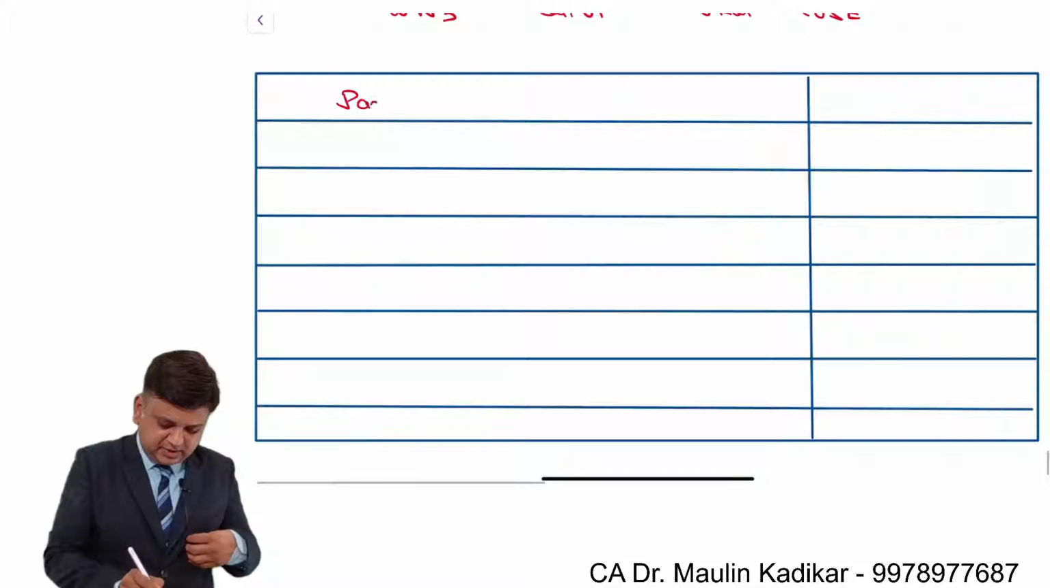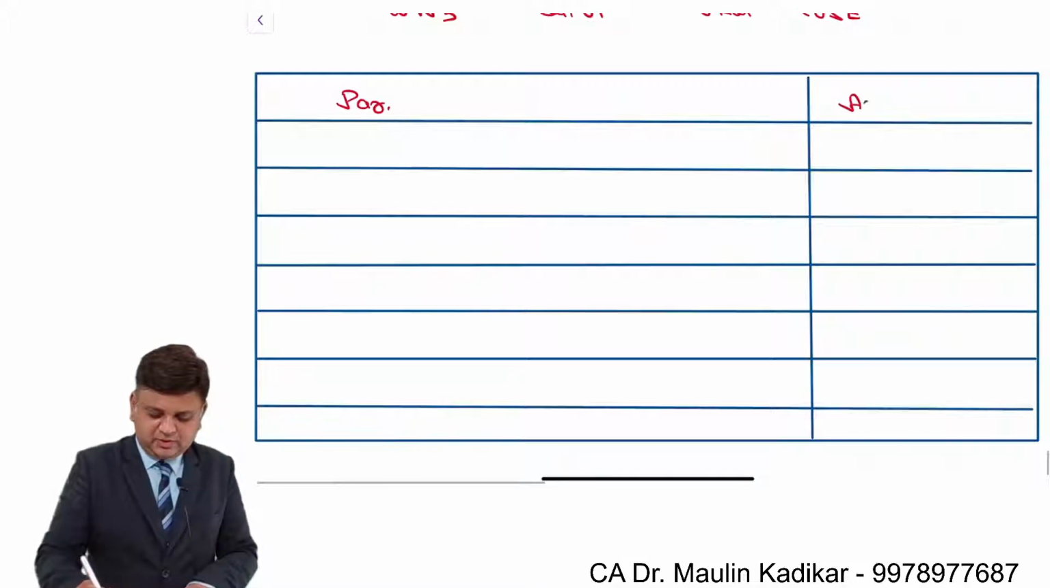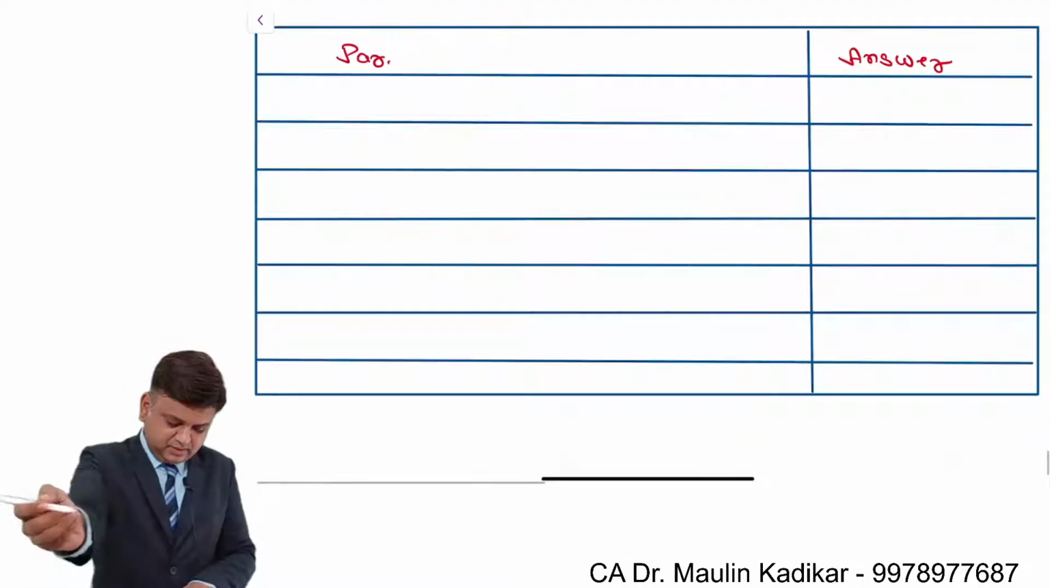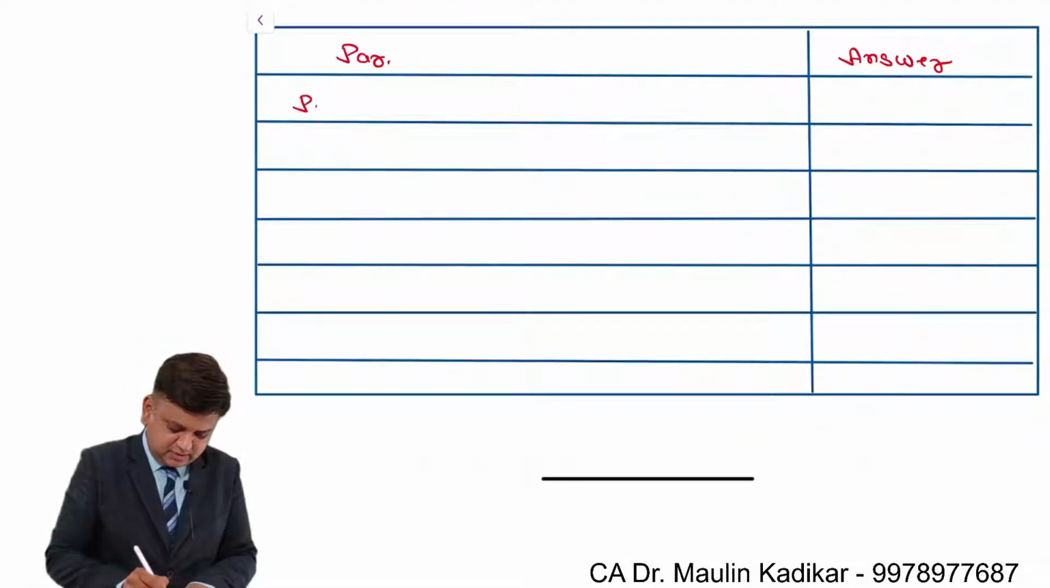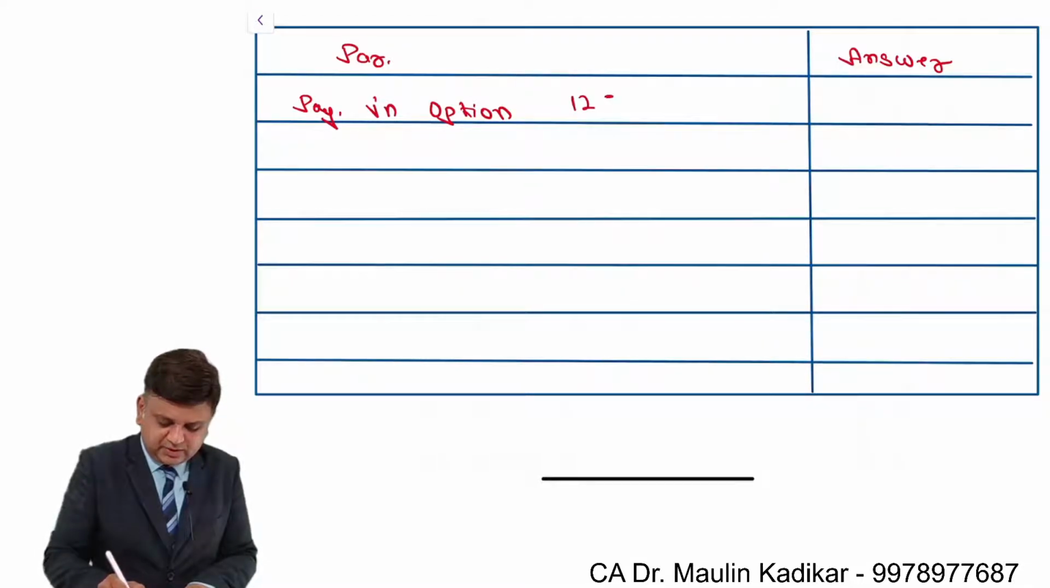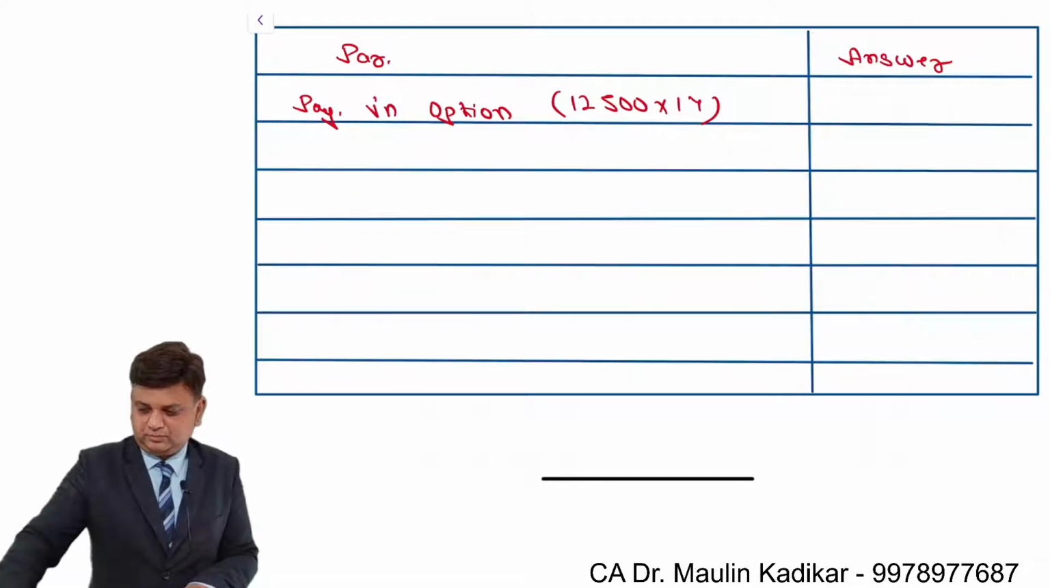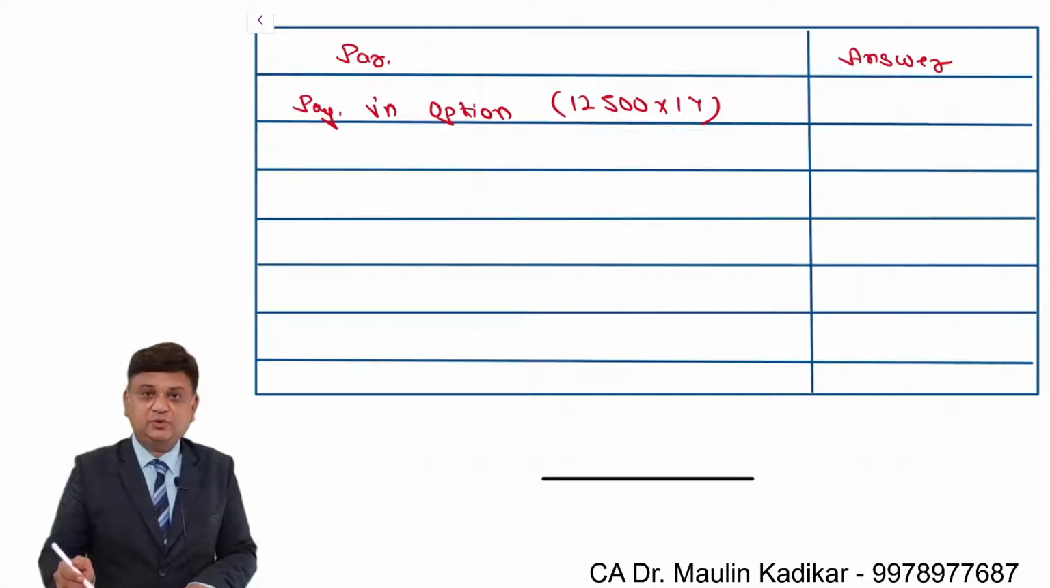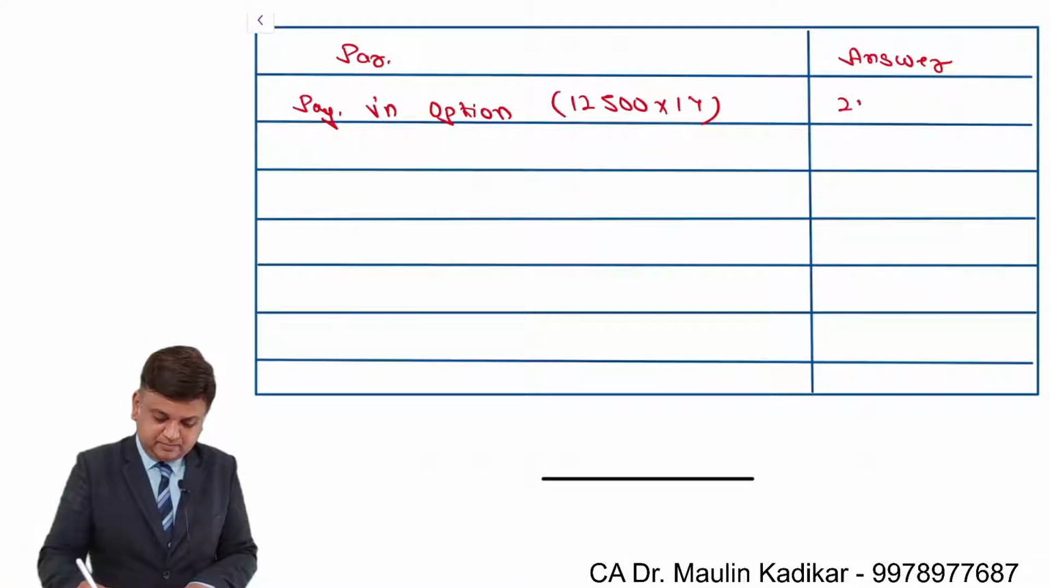Column number 1 is particulars and column number 2 is answer. The first is very simple, payment in option contract. Write an answer along with me. It is 12,500 into 17. That comes to 2,12,500.